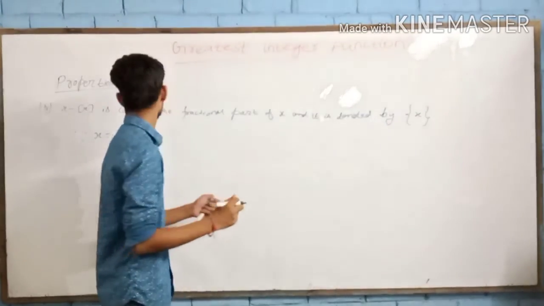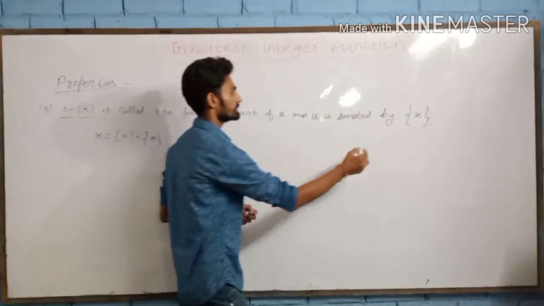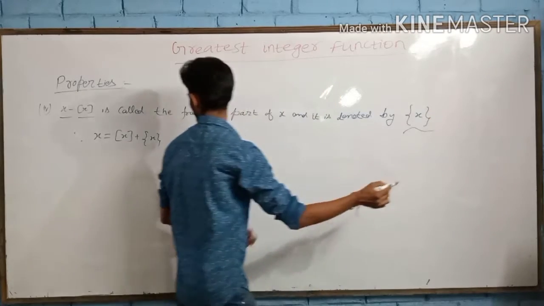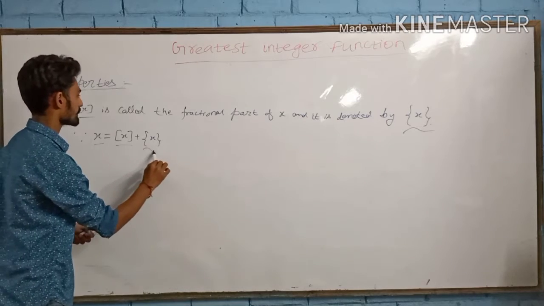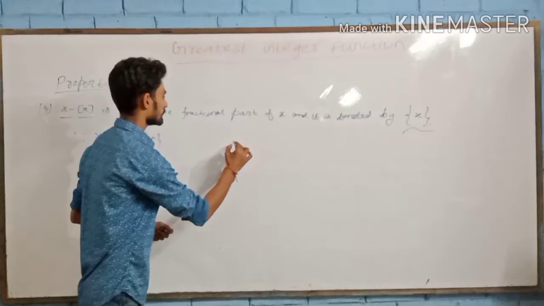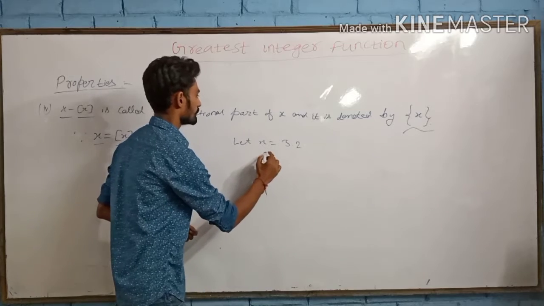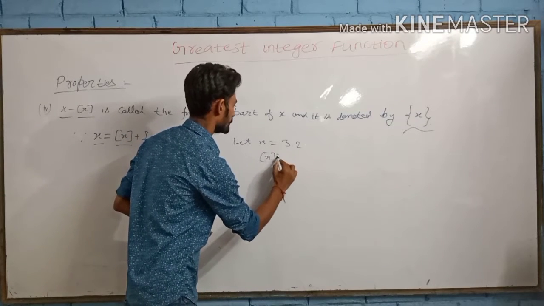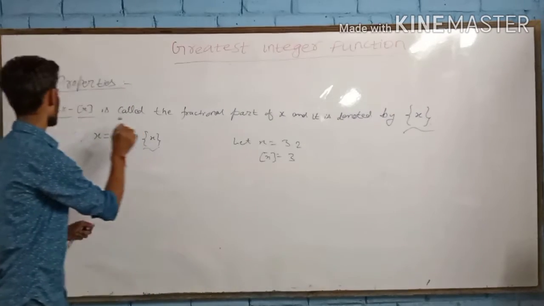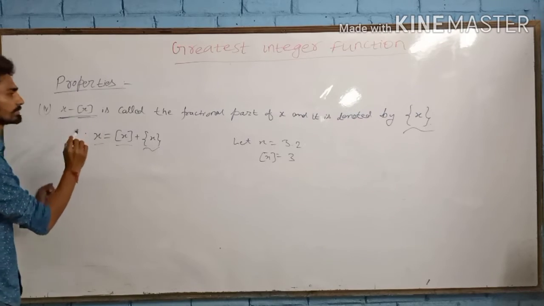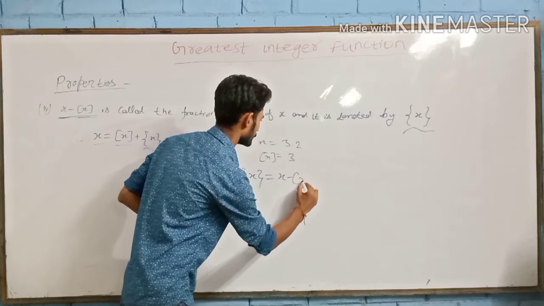Now moving to the next property. x minus ⌊x⌋ is the fractional part of x, which is denoted by {x}. So from here we can see that x is ⌊x⌋ plus the fractional part of x. Let's see an example. Let x equal 3.2. So ⌊x⌋ is 3 and the rest is the fractional part of x. As we can see, the fractional part of x is x minus ⌊x⌋.